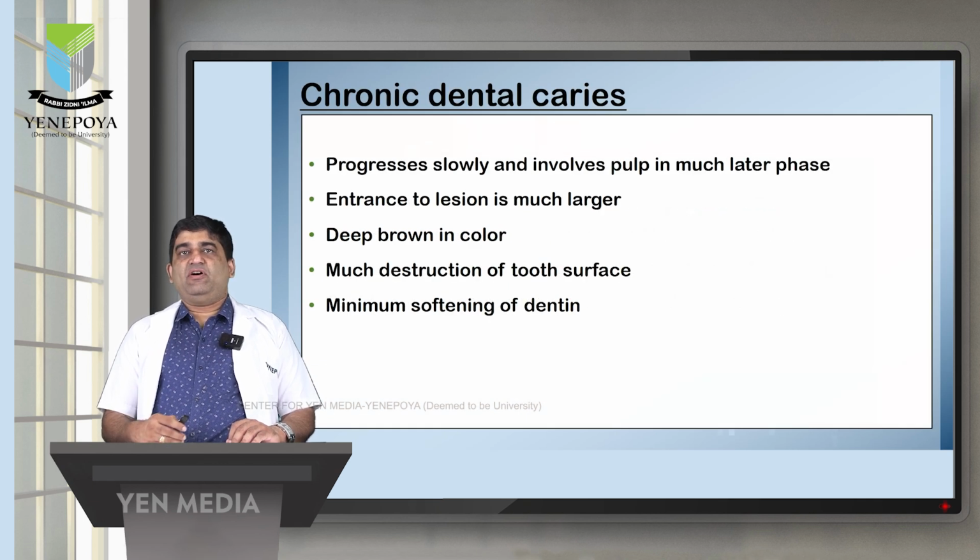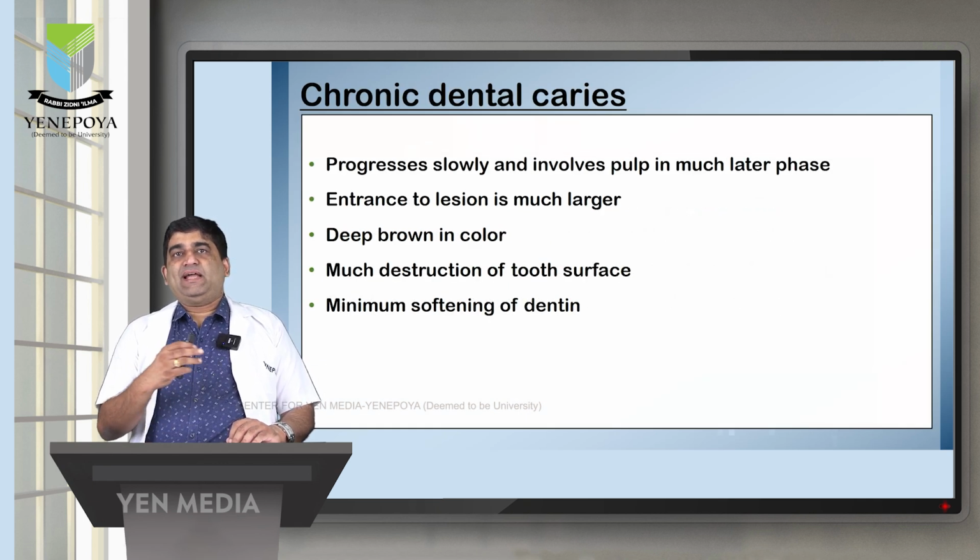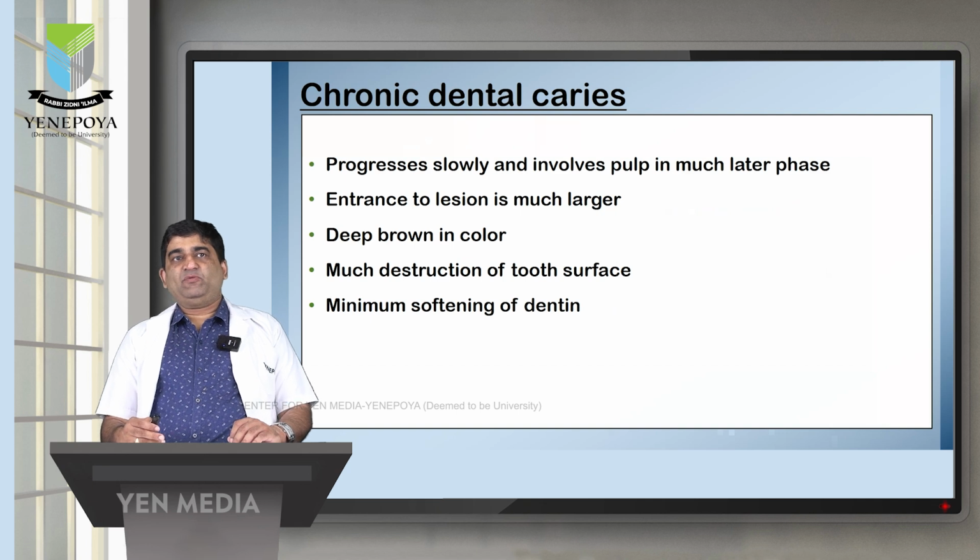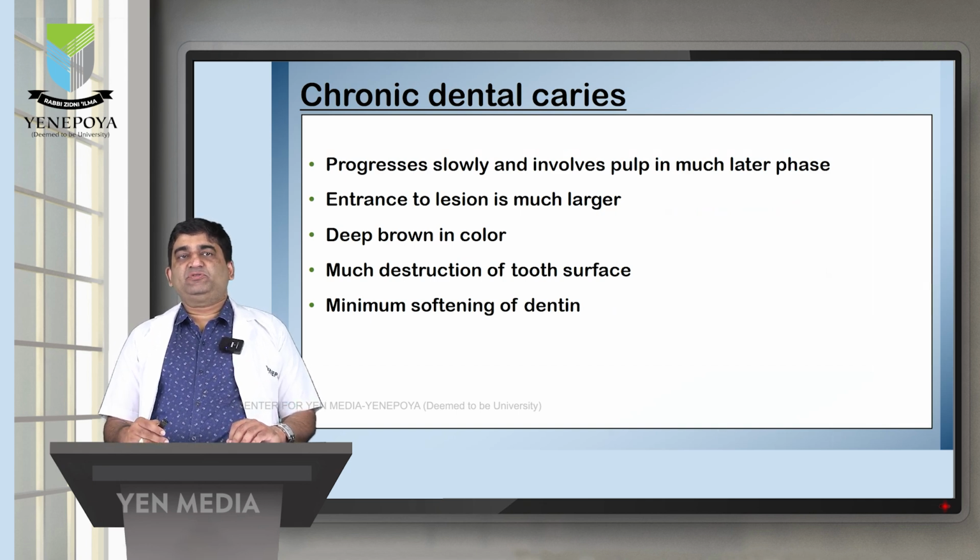Chronic dental caries involves the pulp over a larger period of time. The pulpal involvement is late in this case. The entrance to the lesion is much larger. The dentin is deep brown in color. There is minimum softening of dentin and much destruction of the tooth surface.